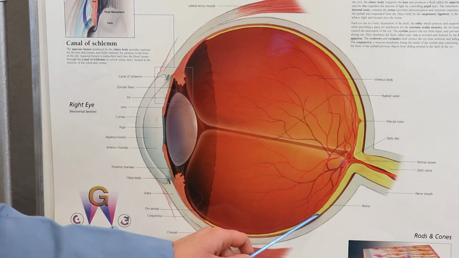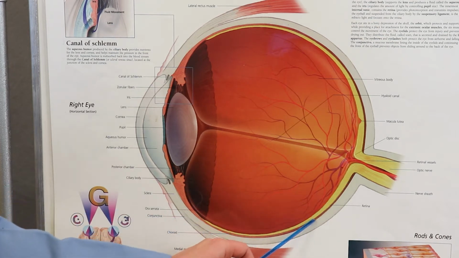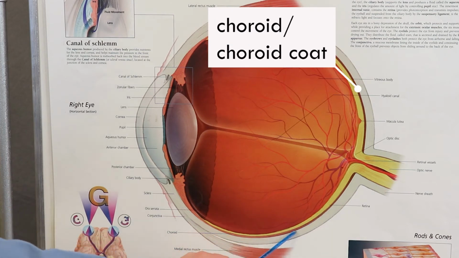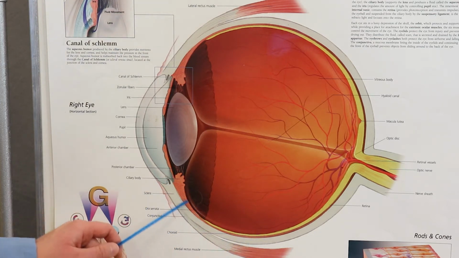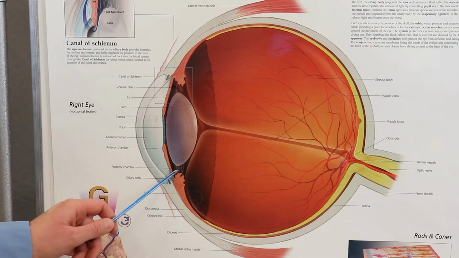And then moving inwards, we have this layer, which is red in this chart here. This is the choroid, also called the choroid coat. And the choroid has lots and lots of blood vessels to supply the retina and the sclera with blood and with oxygen and nutrients.